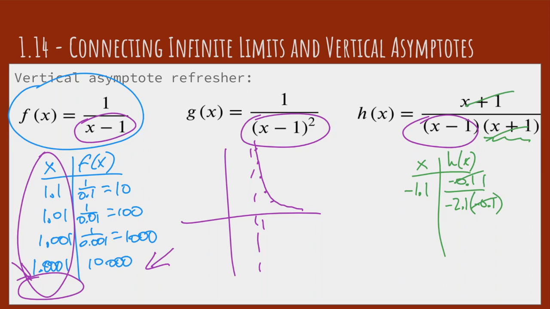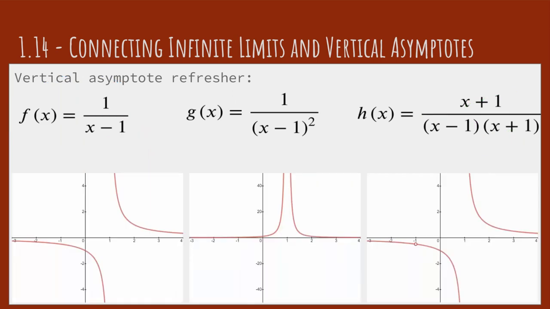So let's look at the graphs of these functions here, and let's kind of talk about how we can tie it together with vertical asymptotes. So each one of them does have a vertical asymptote at x equals 1, like I said. And as we expected, we're getting values of the function that are getting really big as we approach that vertical asymptote from the right.